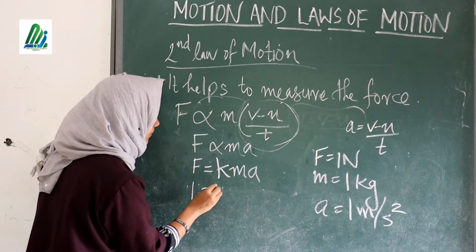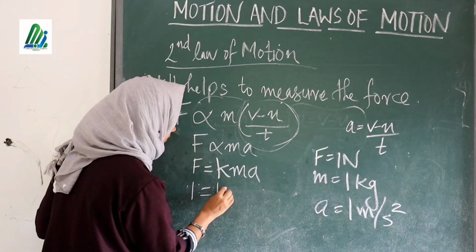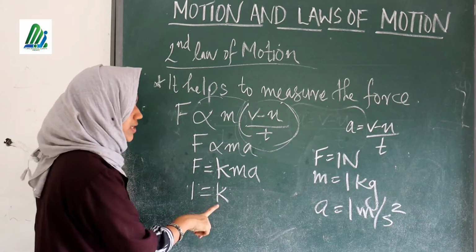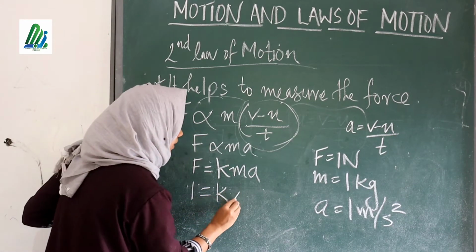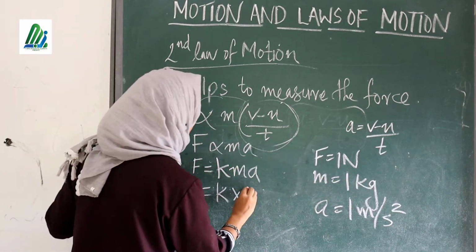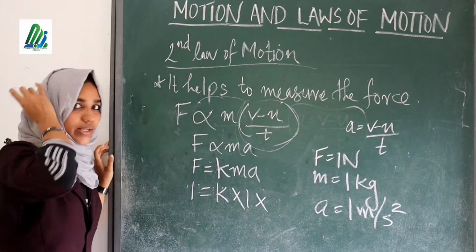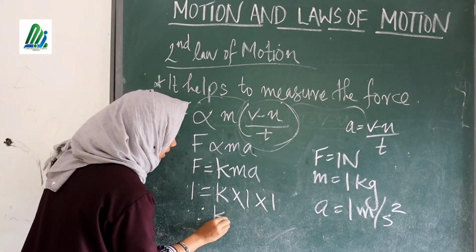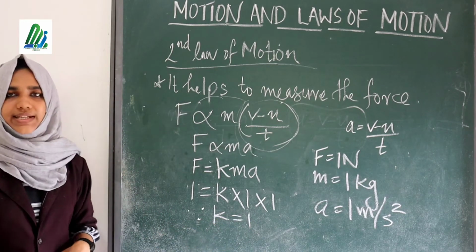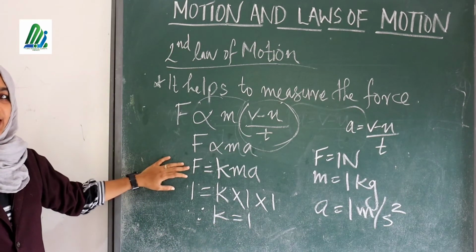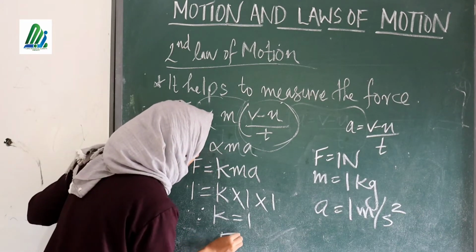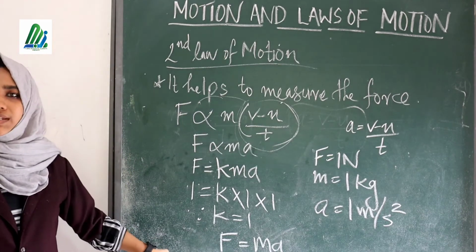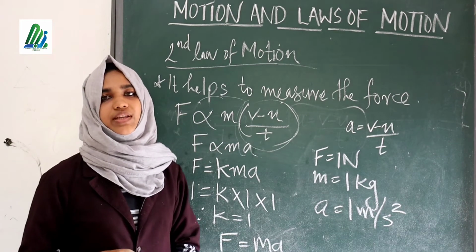Here F equal to 1, and we want to find the value of the constant k. Then m is equal to 1 kilogram and a is also 1 meter per second squared. Therefore k is equal to 1. Is it clear? So we easily get F equal to ma. This is the equation for measuring the force.